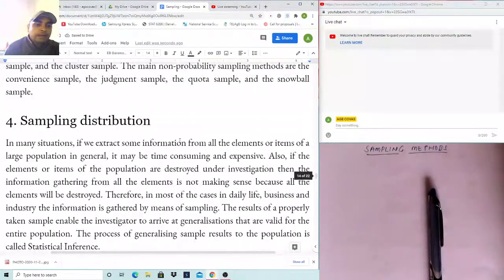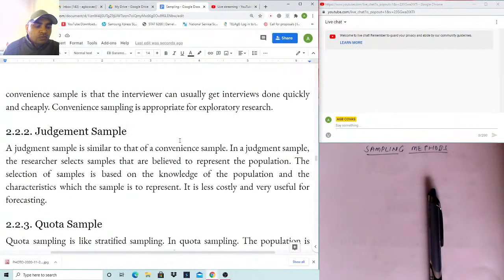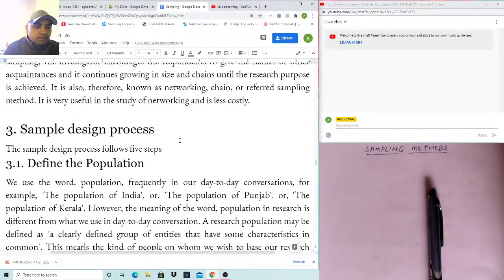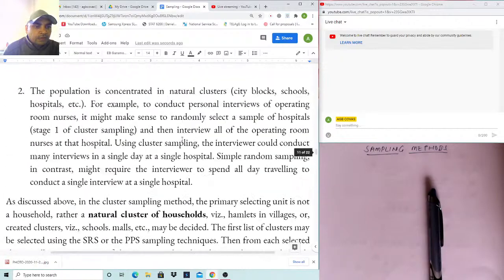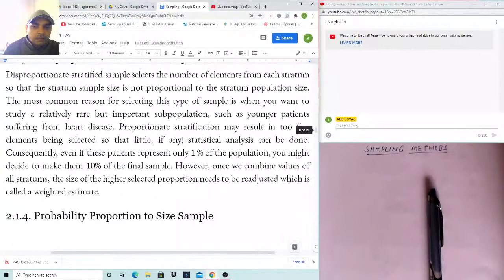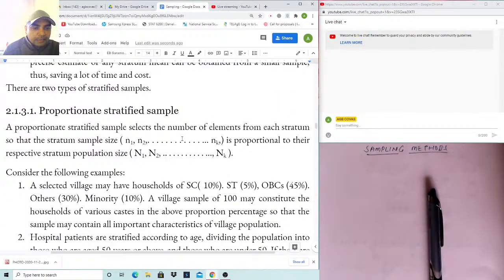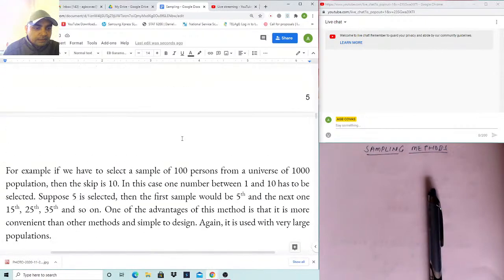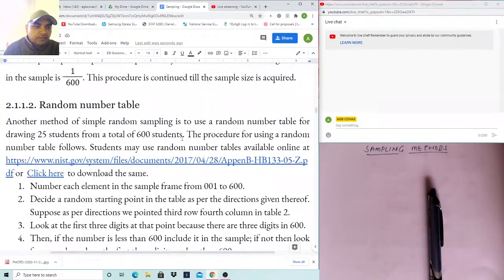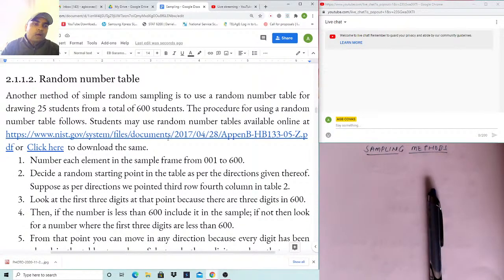This random number table, the use of this random number table, comes under probability sampling. We were somewhere here, trying this random number table. I am just revisiting it because yesterday this appendix was not available. So another method of simple random sampling is to use a random number table.